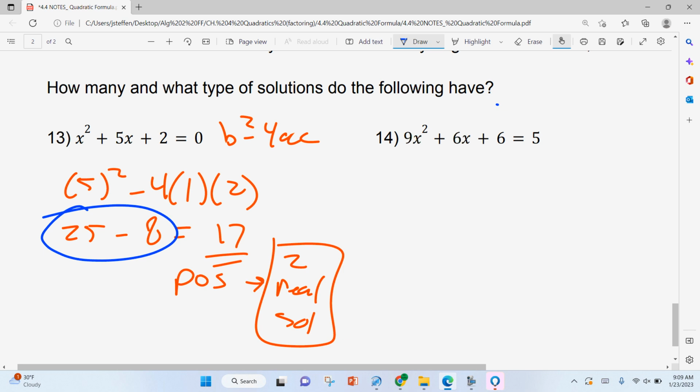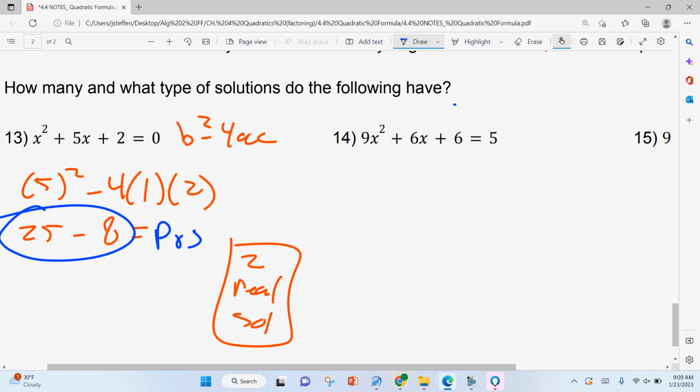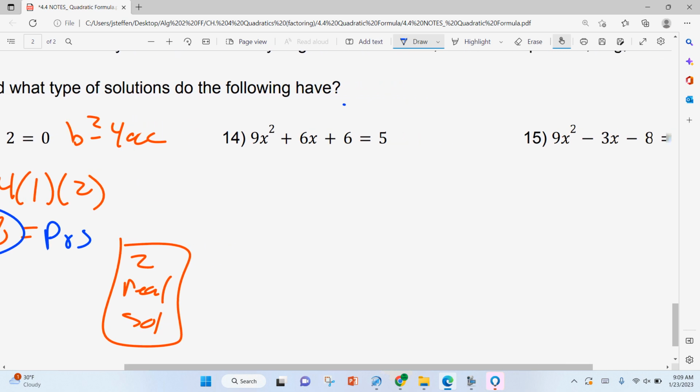I have students, and again, I wouldn't necessarily recommend this, but they don't find 17. All they do is they look at that and say, oh, it's got to be positive, so they just say that's equal to a positive, so it's two real. Because again, I don't care if it's 17 or not. All I care about is if it's positive, so 25 minus 8, you know it has to be positive. Now again, I don't recommend that. I would just put it in a calculator if I were you, but to kind of stress the idea that we do not need the answer.